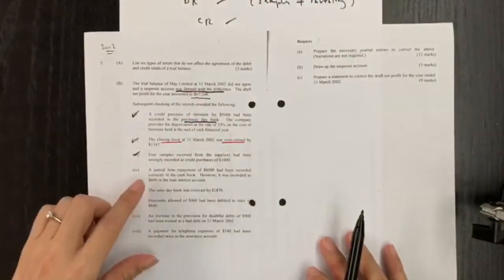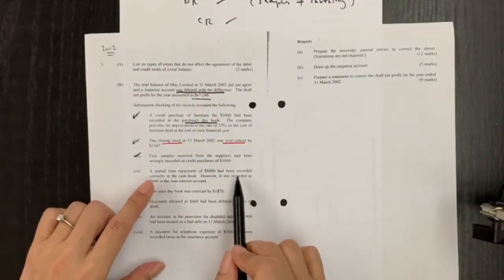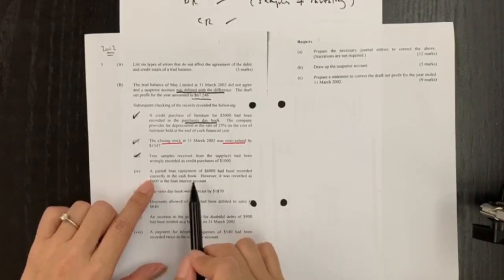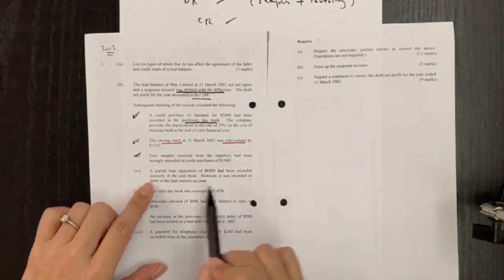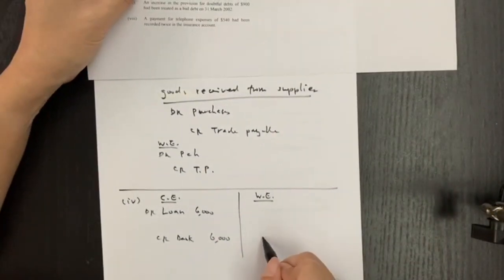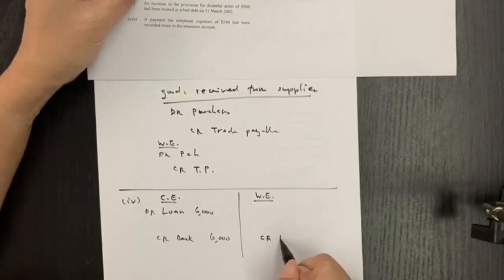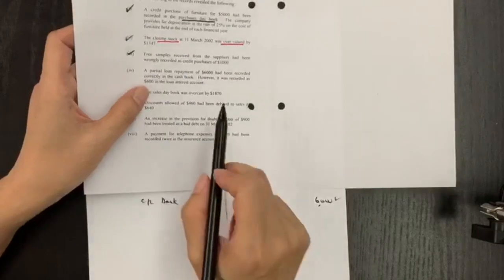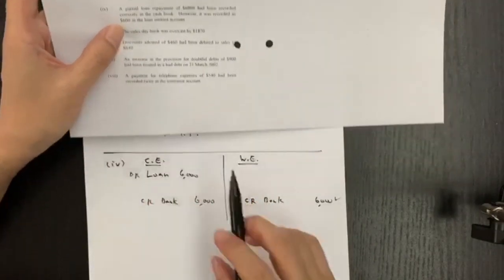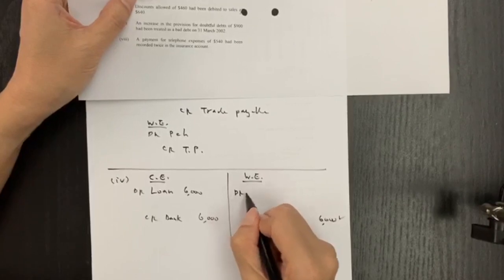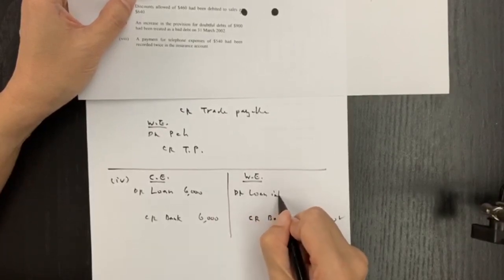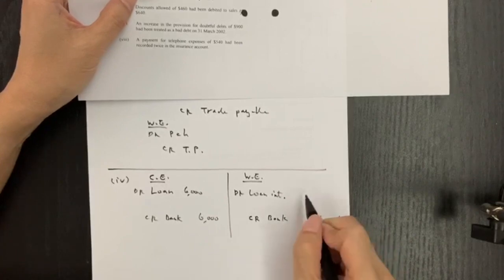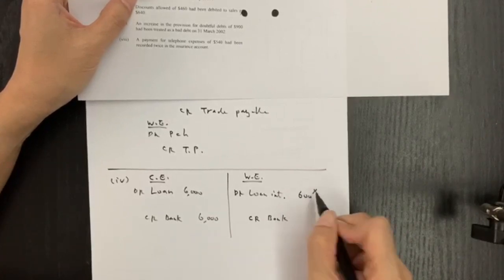Oh, what's wrong here? The wrong thing. It had been recorded correctly in the cash book. It was recorded as 600 in the loan interest account. So I just copy that. Had been correctly recorded in the cash book. So there is no mistake in the cash book. So no mistake in the bank account. So 6,000, and this is correct. However, what's wrong? It was recorded as 600 in loan interest account. That means the firm has debited loan interest account by how much? By 600. Okay, and this is wrong.